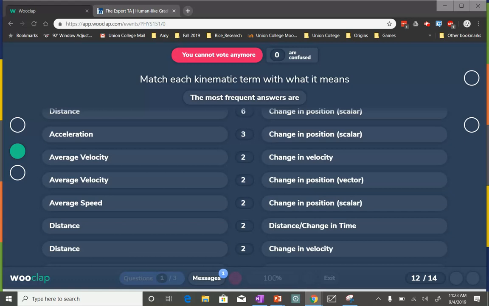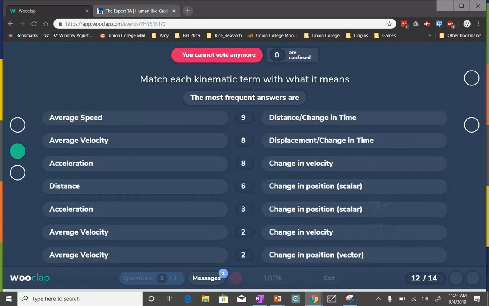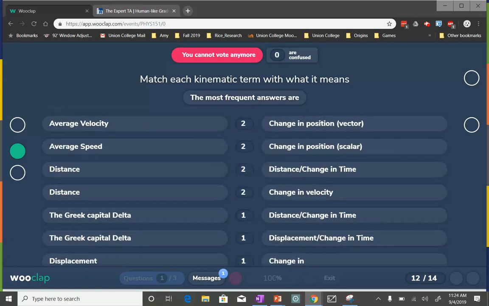Average velocity is the change in position, a vector, divided by time. So average velocity is change in position vector divided by change in time. Average speed is change in position, a scalar, divided by time.